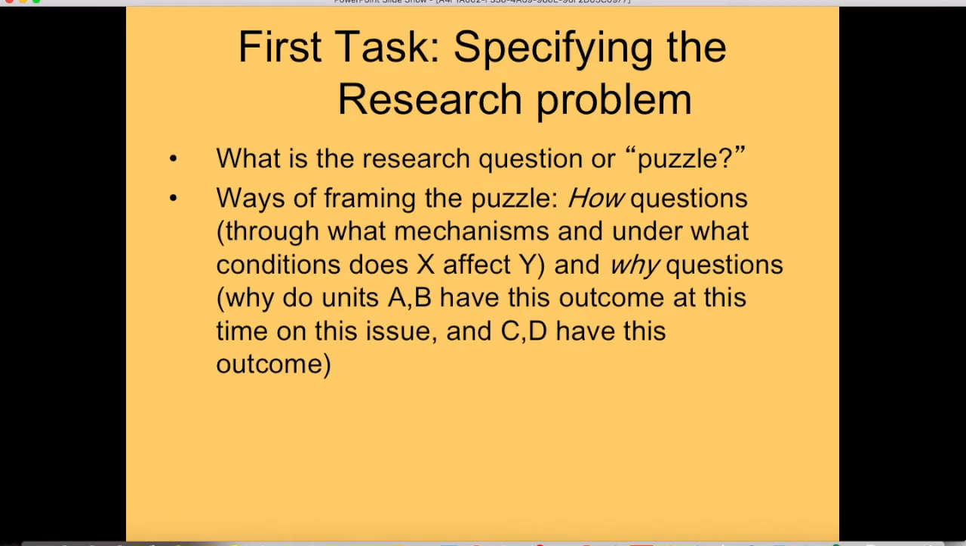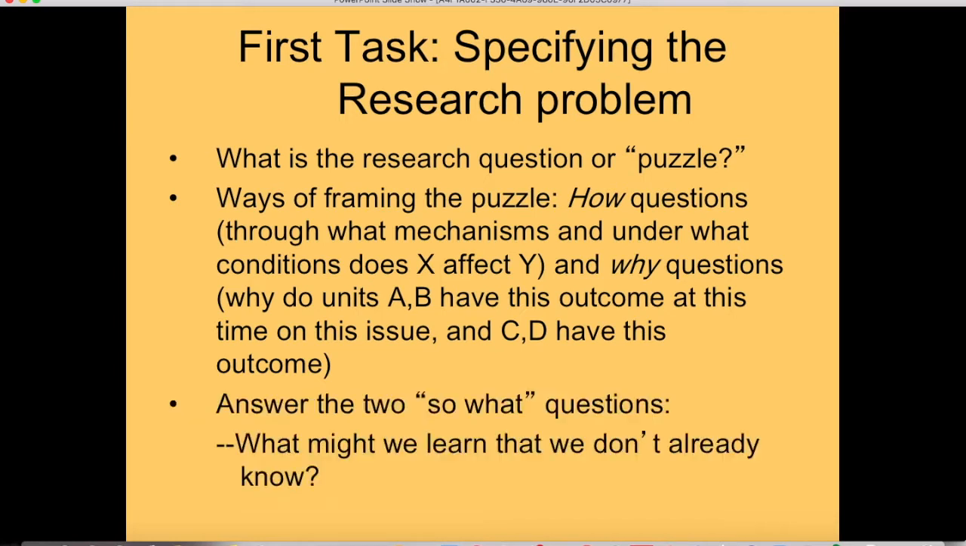So there are different ways we might frame research questions. Often in political science, we ask how questions. Through what mechanisms or processes did the outcome arise? Or we can ask why questions. Why do these units or cases have these outcomes and these other units have a different outcome, even though they're similar in other ways? That's often a powerful way to frame a research question.